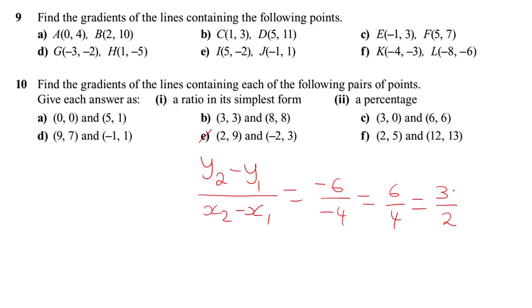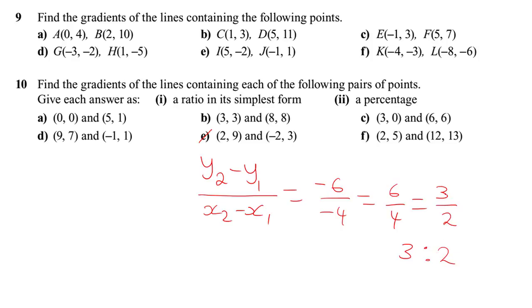So in terms of fraction, the gradient is 3 over 2. Now in terms of ratio, it's going to be 3 to 2. It means the same thing. It means that for every 3 steps I'm making up on the y, I'm moving 2 steps across on the x. That's what it is.